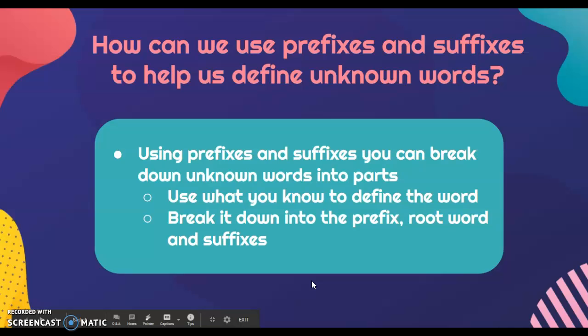So how can we use prefixes and suffixes to help us define unknown words? We can use the prefixes and suffixes to break down the words into parts. You use what you know to define the word. So if you're familiar with the prefix, use that to help you. Or the same if you're familiar with the root word or suffixes. Some words will only have prefixes and root words, others will have root words and suffixes, some will have all three.